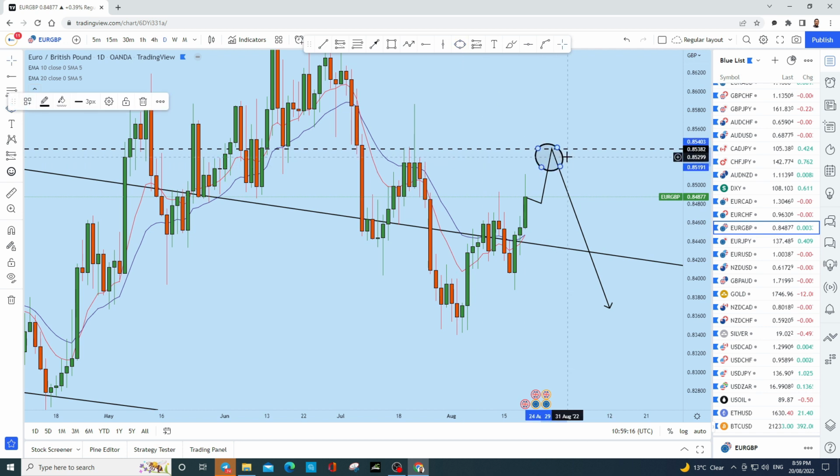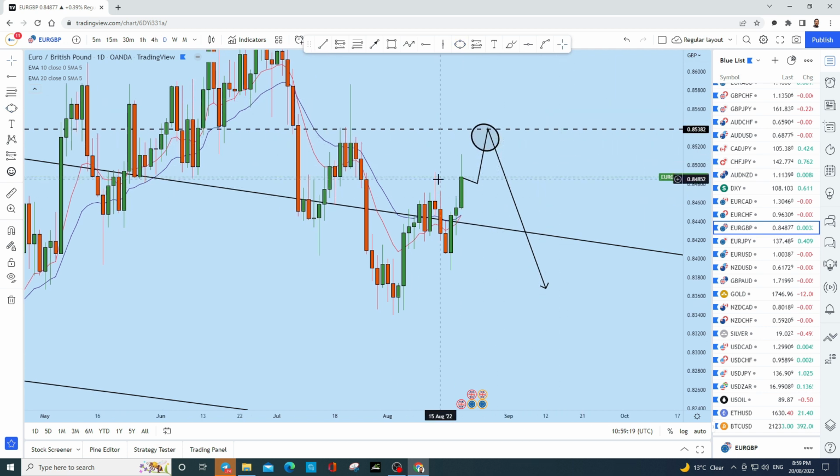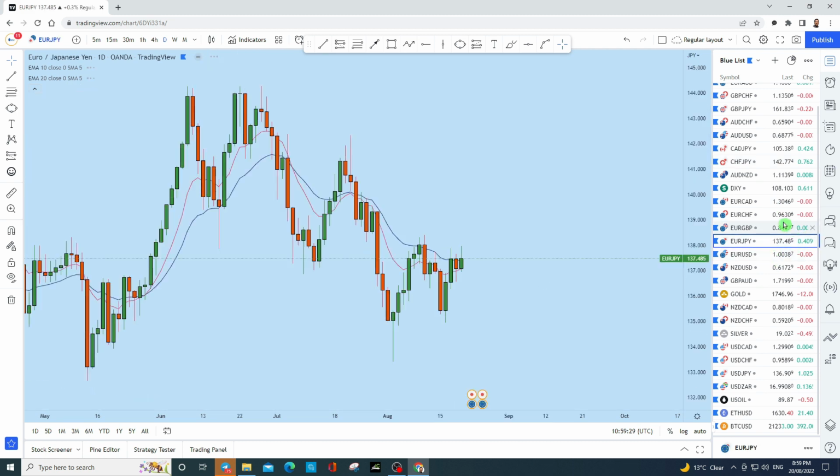If that's the case, this is our plan for EURGBP: to look for a potential short setup, probably on this trend line on the lower time frame, with a high risk to reward ratio. Now let's look at EURJPY.